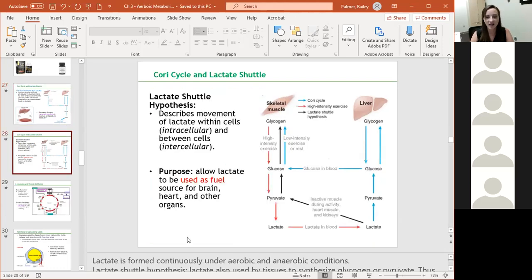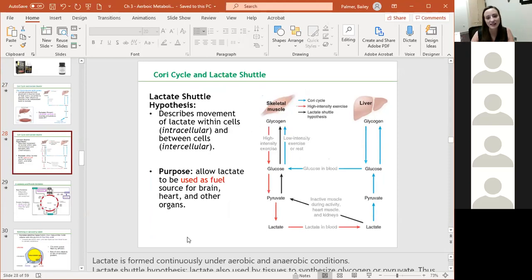And then here is our lactate shuttle. This is similar to the Cori cycle, but again, this is a hypothesis. It's not concrete, it's not a theory, or I guess it kind of is a theory. It's not a law, it's not solid yet. So it's basically just a hypothesis of what else we can do with lactate.